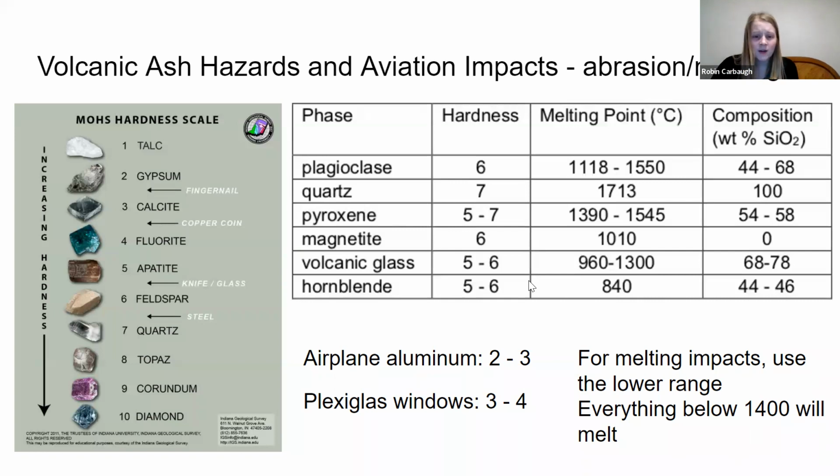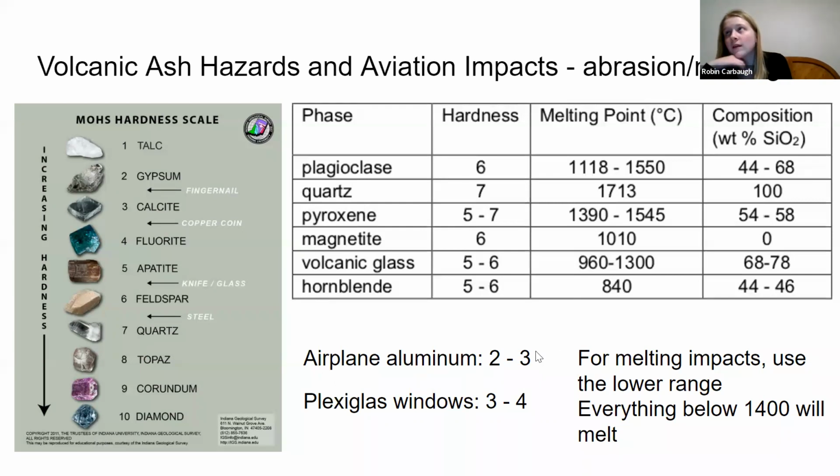So I'll give an example for hornblende, for instance. Hornblende has a melting point of 840 degrees. So anything below 1,400 is going to melt, right? So hornblende is definitely within that realm. It's going to melt pretty easily, and it's going to stick to the inside of engines. And these minerals have been known to completely shut down airplanes in the air, and that's not ideal.